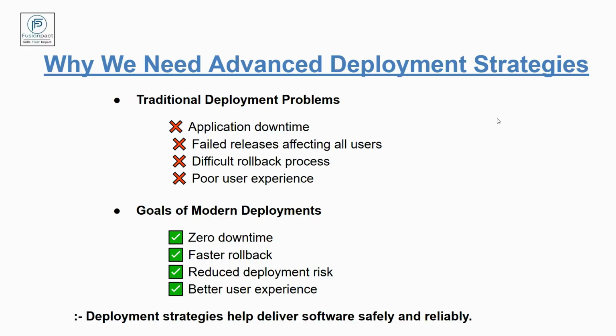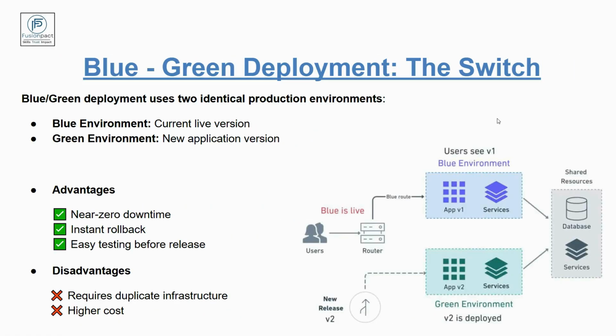Modern companies like Netflix, Amazon, and Google cannot afford this type of downtime. So we use modern deployment strategies to achieve goals like zero downtime, faster rollback, reduced deployment risk, and better user experience. Overall, these deployment strategies help deliver software safely and reliably.